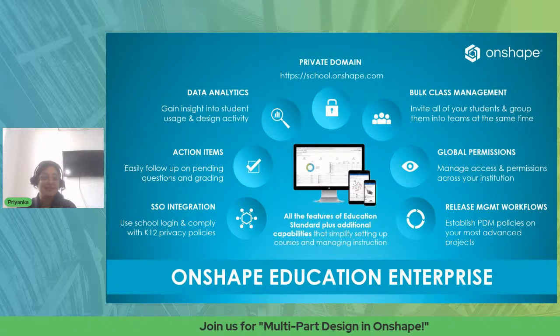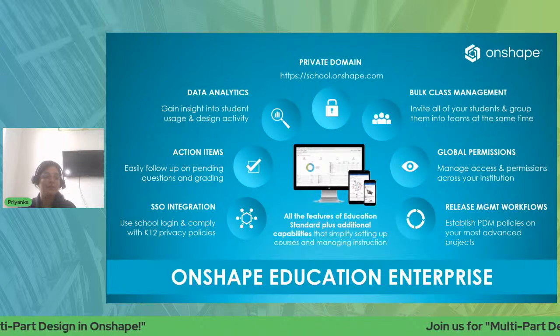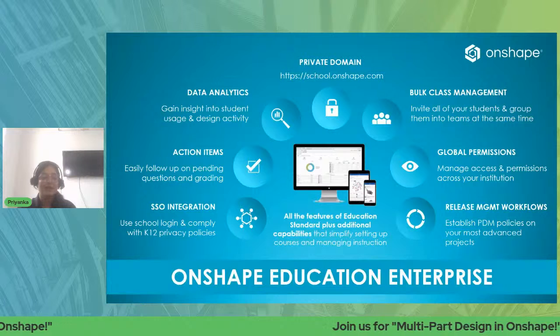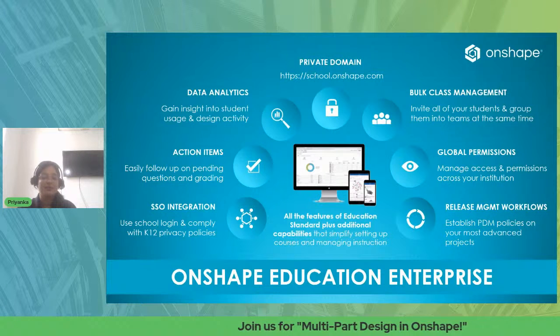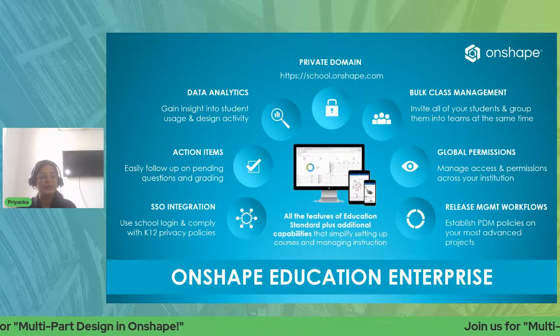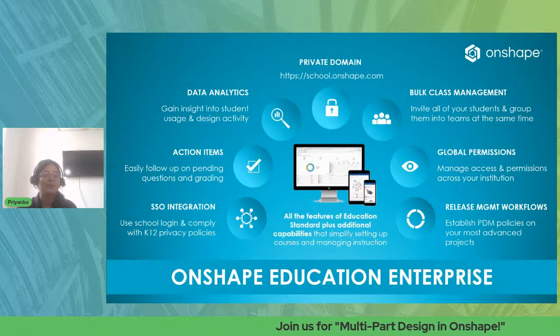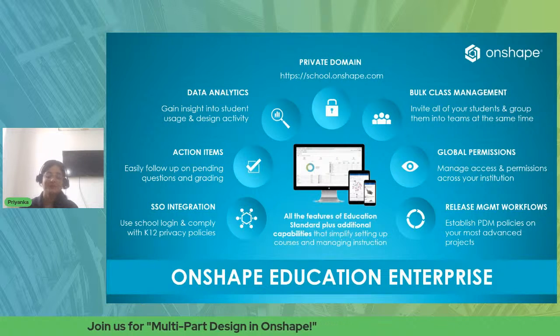It works really fine with your release management workflow, since PDM systems are built in with Onshape. So you get all of the workflows with less hassle. And we can't miss that you do have a private domain once you're part of the education enterprise. So it can be your school name.onshape.com or any other name that you would like to choose.